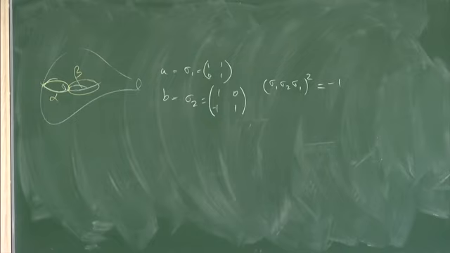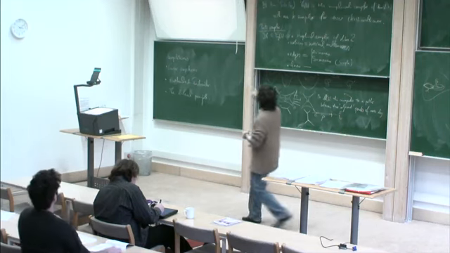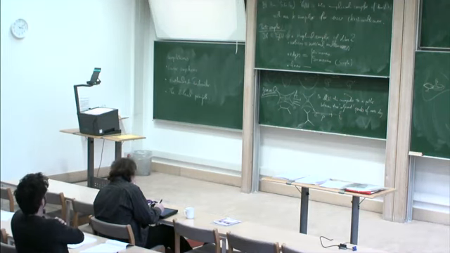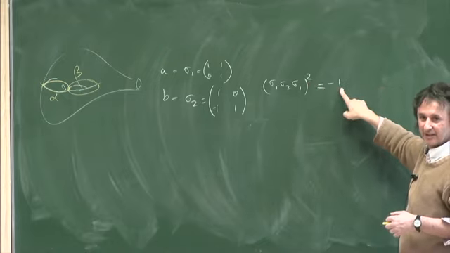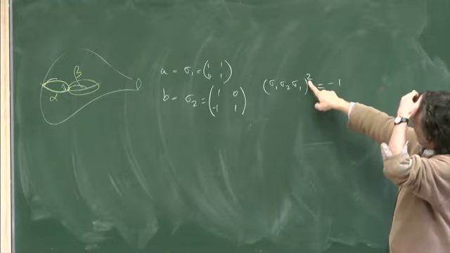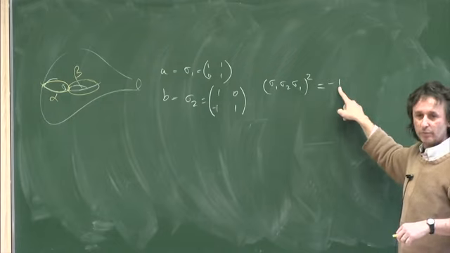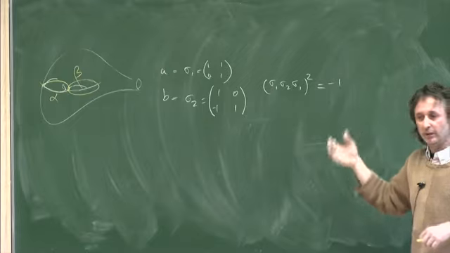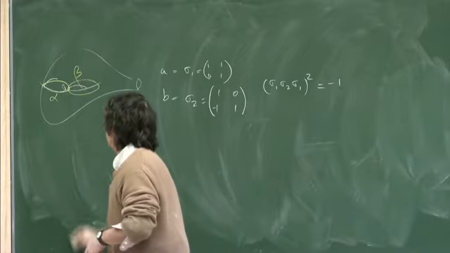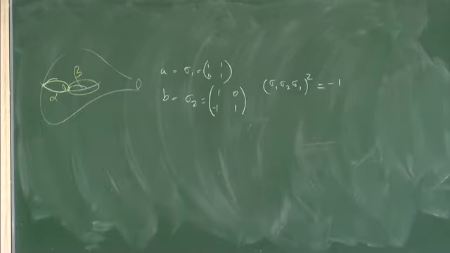Did I say something wrong? ABA to the 4. Yeah, ABA to the 4, because this is sigma squared, but you get minus 1. So if you raise it to the 4, you get 1, because here you don't have a boundary. So this is a relation which almost lives in SL2Z.